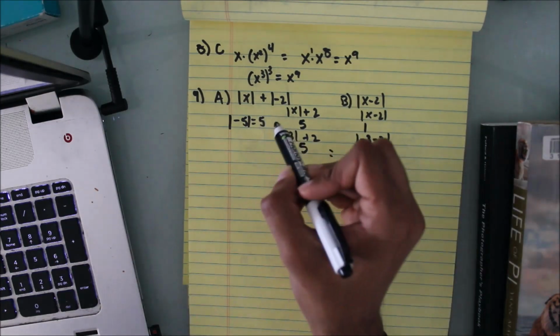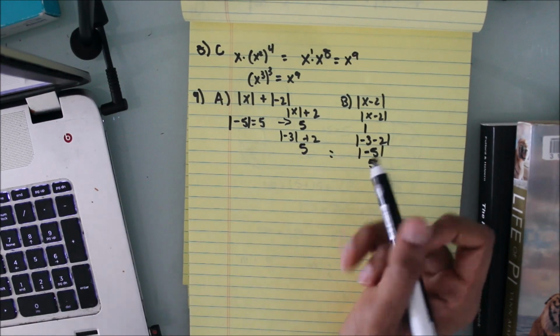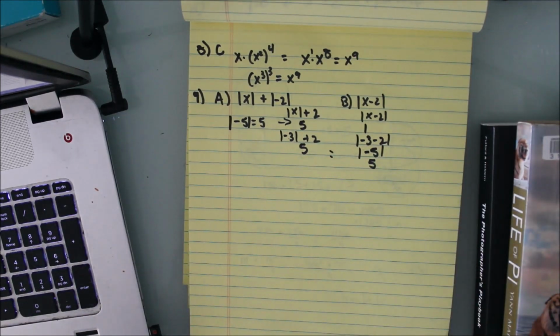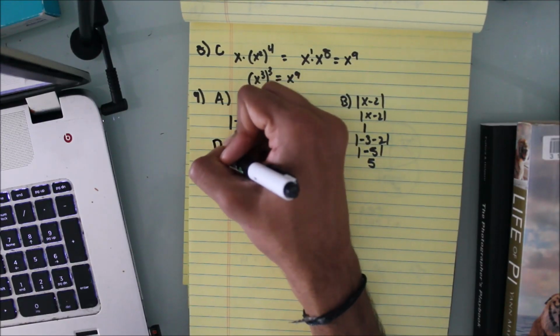So we realize that in the first case, A is going to be greater than B, but in the second case, A and B are actually going to be equal. Therefore, we have to come to the conclusion that the answer is D.